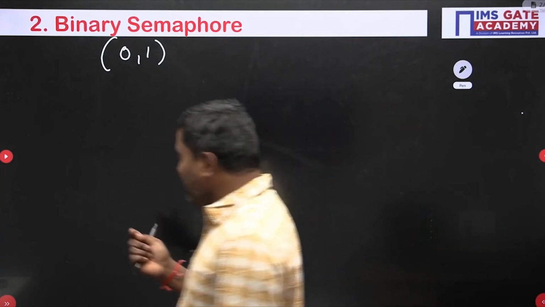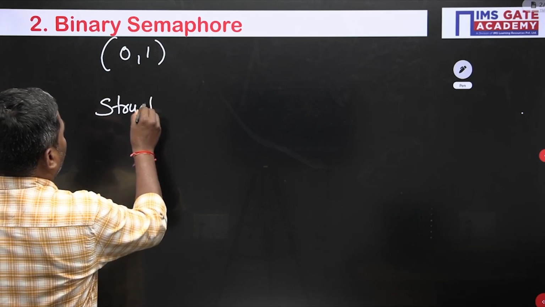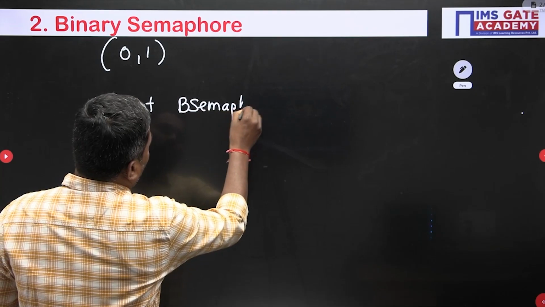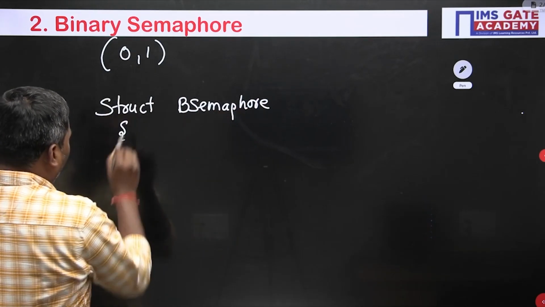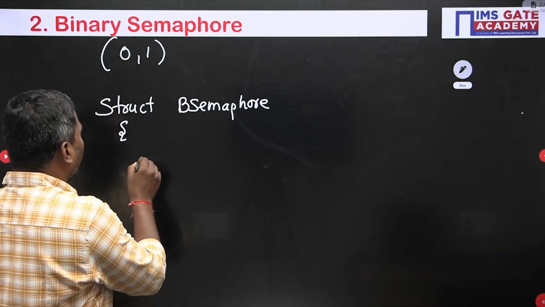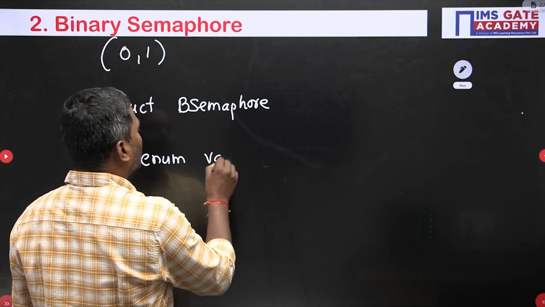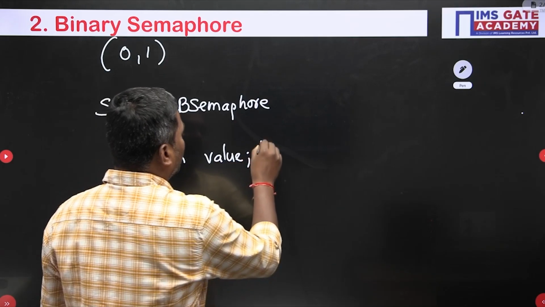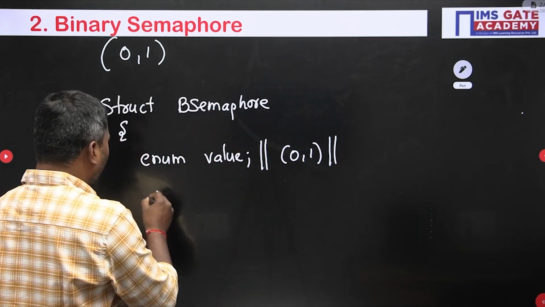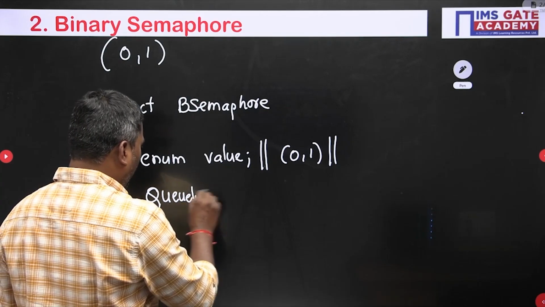Looking at the implementation, I am using a struct. Binary semaphore, B semaphore, what does it mean? The structure members: it takes only two values, so we can enumerate. I can use an enumerator data type for value, which takes only 0 and 1. This is followed by L, which is a Q type.